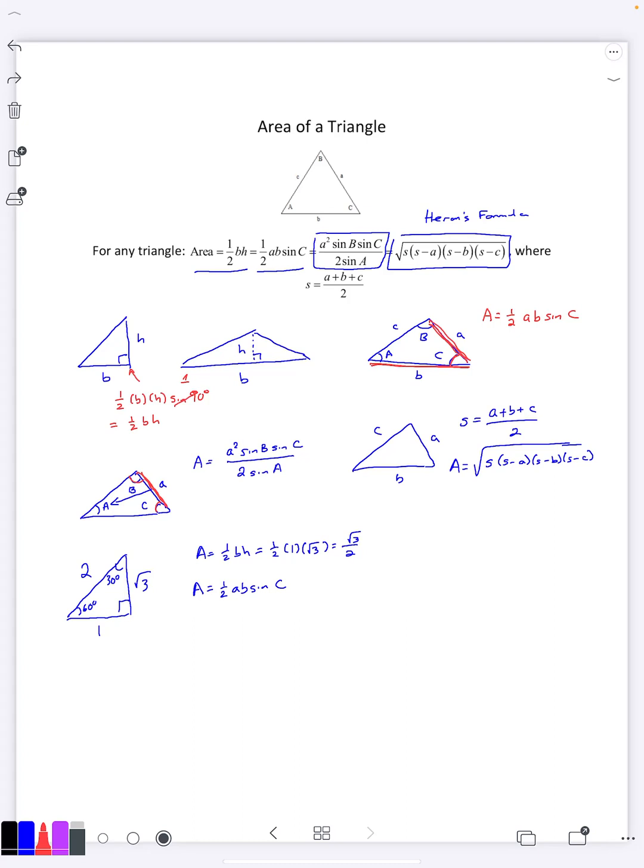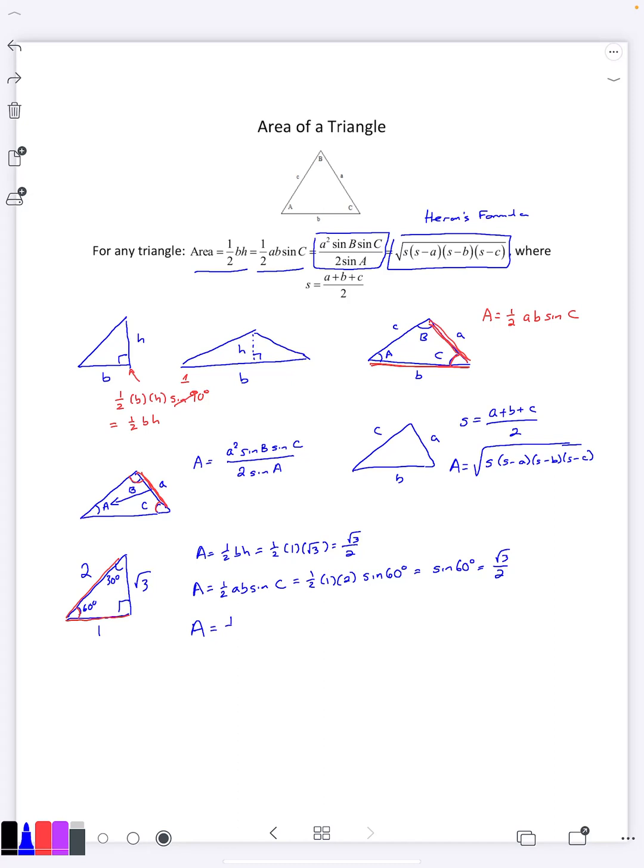I already showed you if we use the 90-degree angle what happens, so let's go ahead and pick these 2 sides and this angle. So one side is 1, one side is 2, and the angle between them is 60. And so 1/2 times 2 is 1, so it just works out to be sine of 60. And what is sine of 60? We know from the unit circle that is square root of 3 over 2. And there we have the exact same answer. Let's try the next formula.